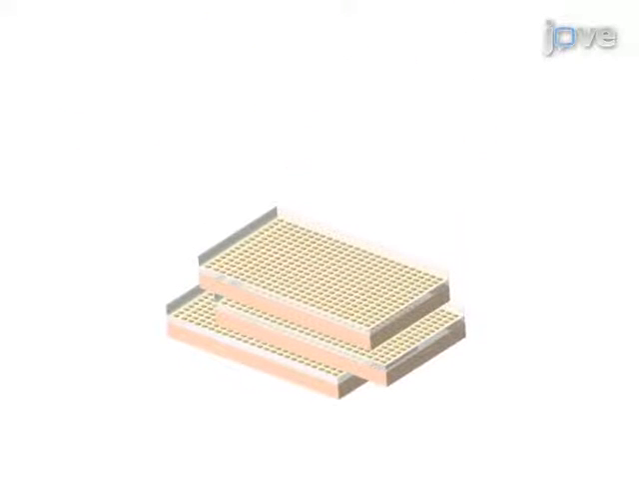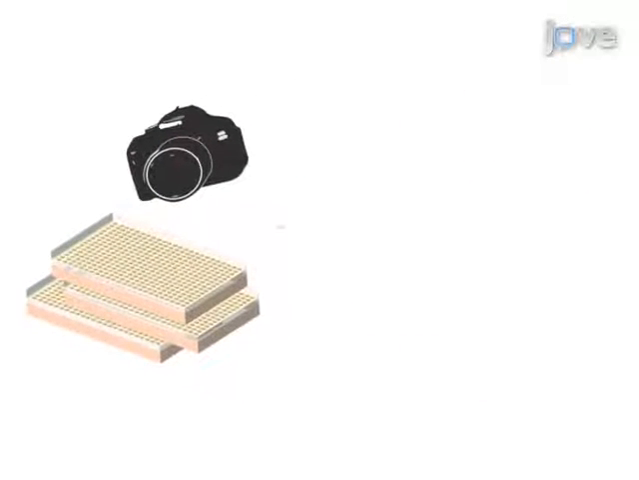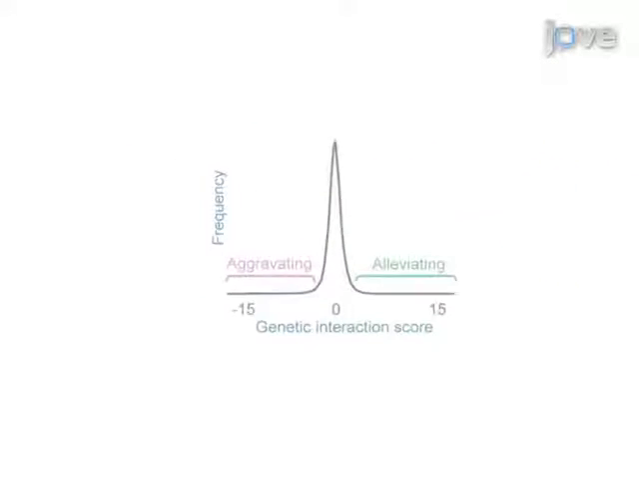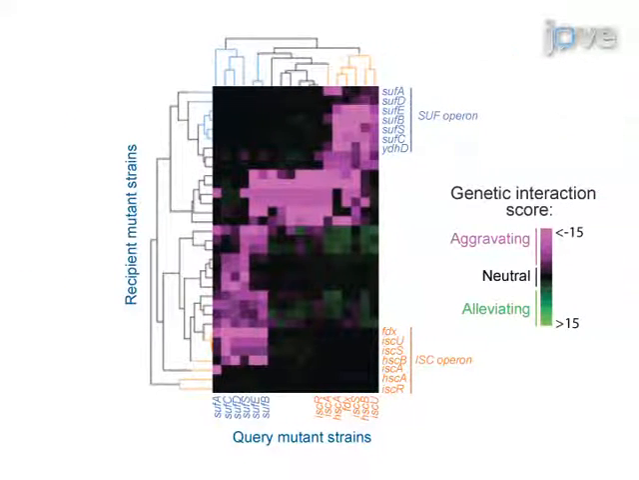The final step is to image the double mutant plates and quantize double mutant colonies to determine strain fitness. Ultimately, the colony size data are analyzed to calculate genetic interaction scores and identify functionally interacting genes, pathways, and processes.